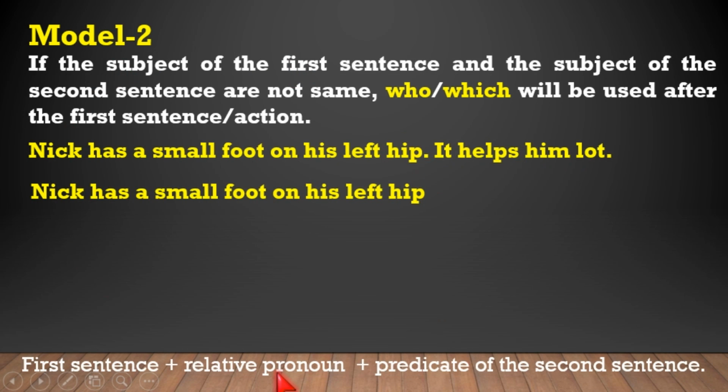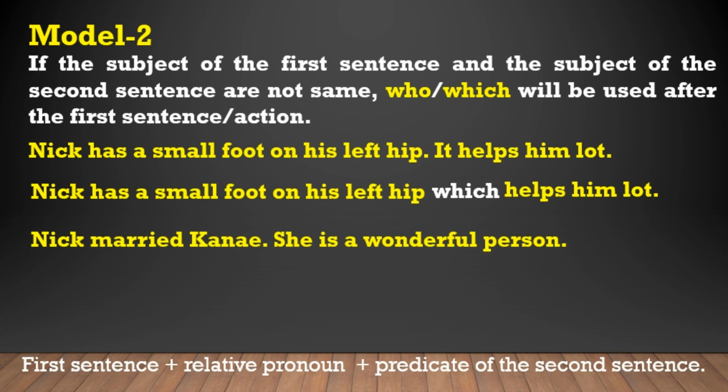And then relative pronoun. What is the corresponding relative pronoun here? Nick has a small foot on his left hip. This sentence explains about a small foot. So here the suitable relative pronoun is which. So then you write relative pronoun which. Then predicate of the second sentence. So what is the predicate of the second sentence? Helps him a lot. Look, Nick has a small foot on his left hip which helps him a lot.